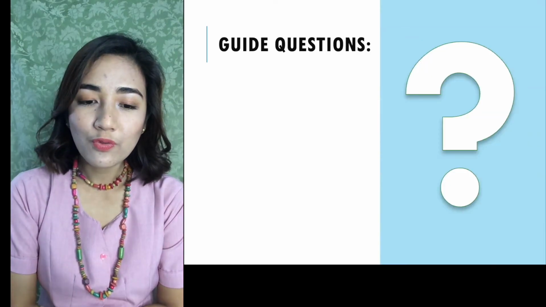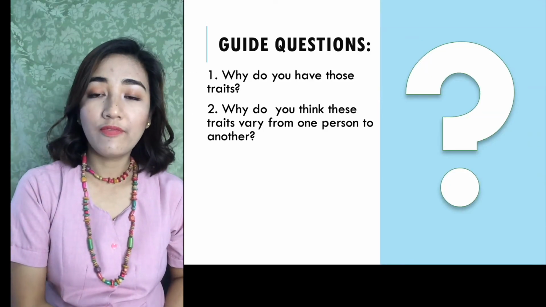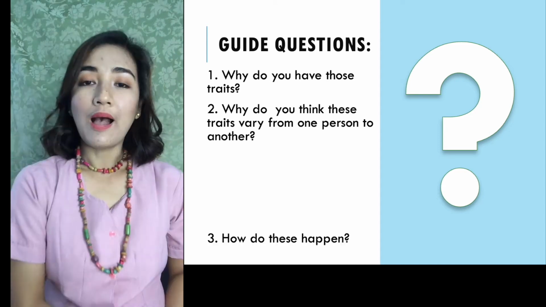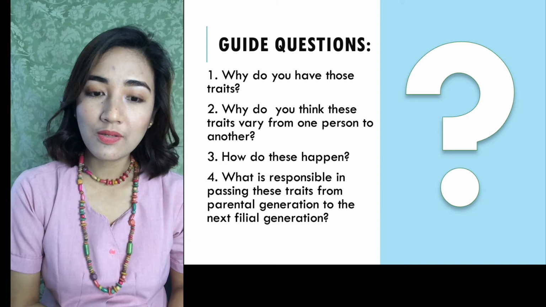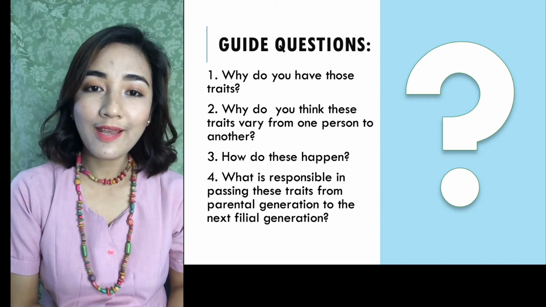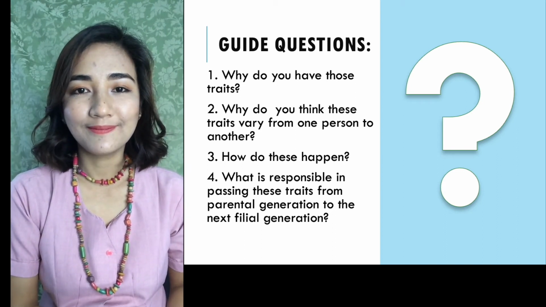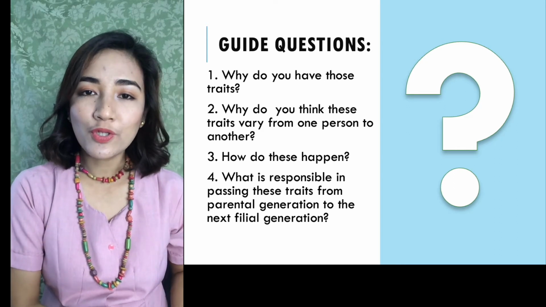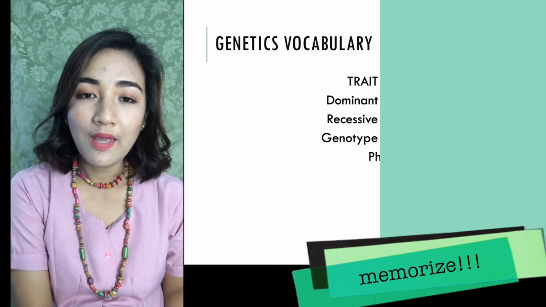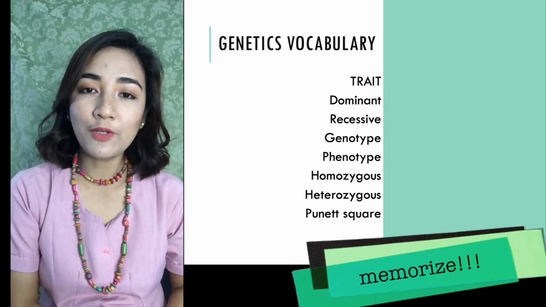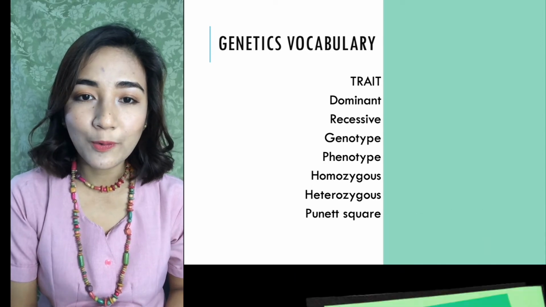Why do you have those traits? Why do you think these traits vary from one person to another? How does this happen? What is responsible for passing these traits from the parental generation to the next filial generation? Okay, so these questions will be answered as we go on. So I have here some genetics vocabulary, class. These words we're going to make use of in studying genetic processes.